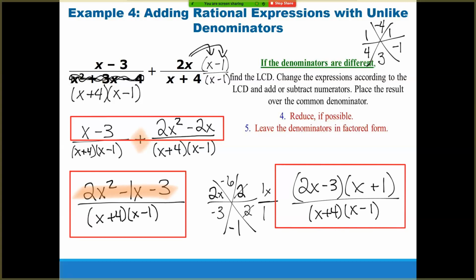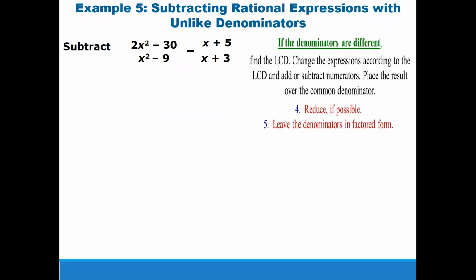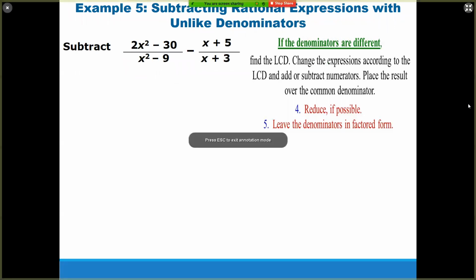So anytime you end up with a quadratic in the numerator, you want to factor it to make sure none of the factors cancel for you to reduce. All right, next one here. Again, I see a quadratic on the top, so I know I'm going to have to factor something. I see another quadratic in the bottom that again is going to have to be factored.